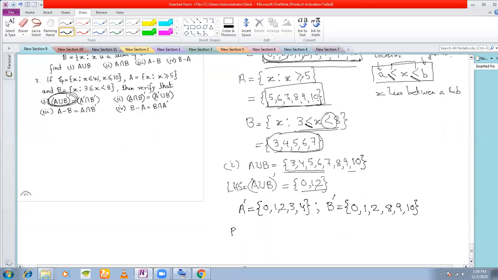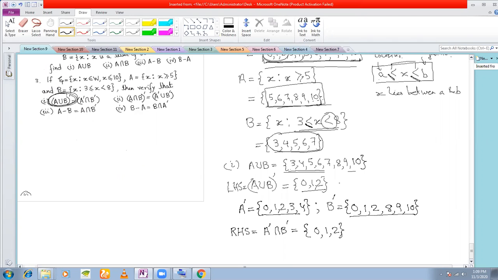Once we have found out A complement and B complement, we can now find out RHS. A complement intersection B complement. What is A complement intersection B complement? It is the elements that are common to these two sets. What are the elements that are common to these two sets? 0, 1, 2 only and no other element.